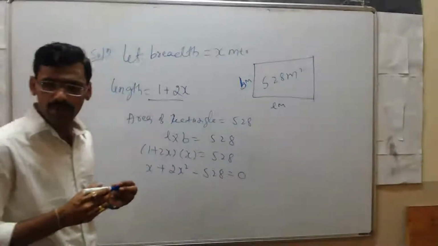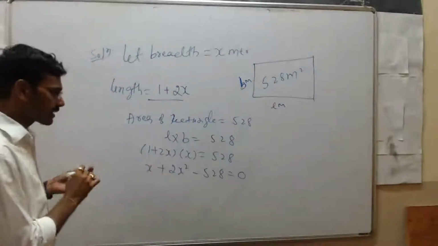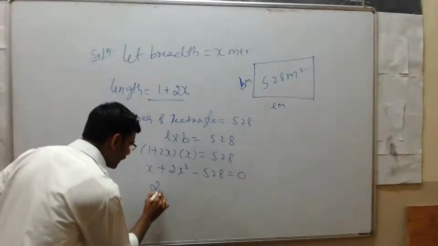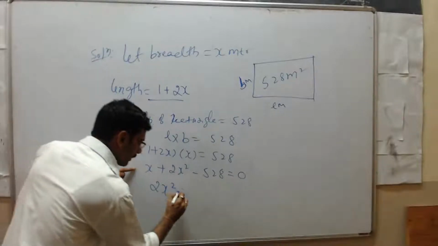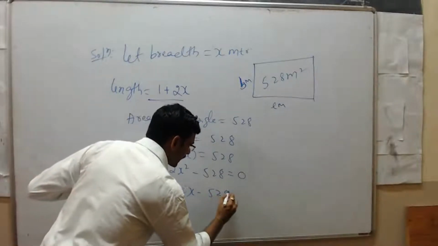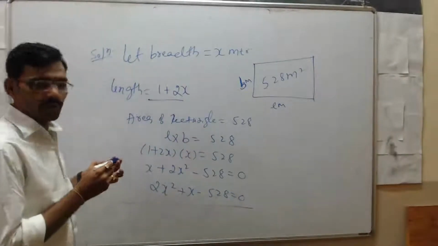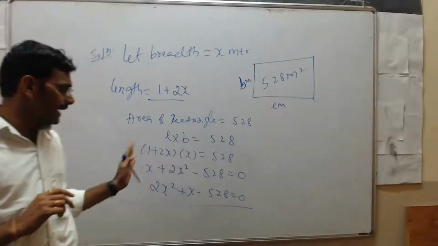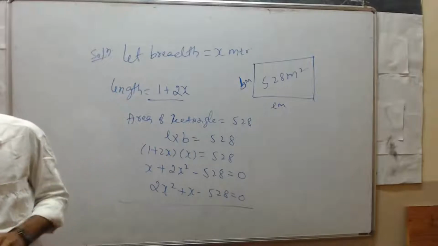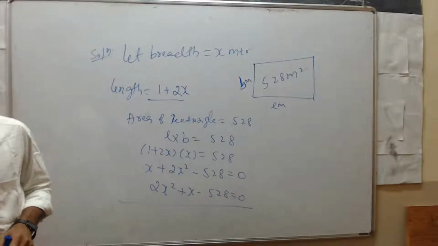But in the standard form, the x square term should be first. Therefore 2x square, then what is the x term? Plus x minus 528 is equal to 0. Now it is in the form of a quadratic equation, ax square plus bx plus c is equal to 0.